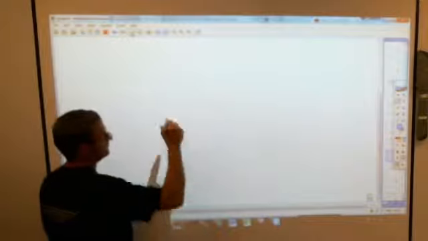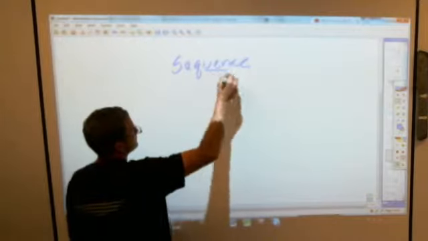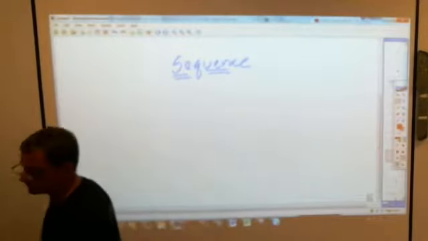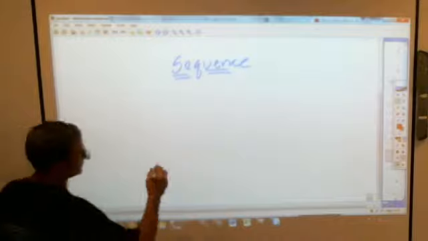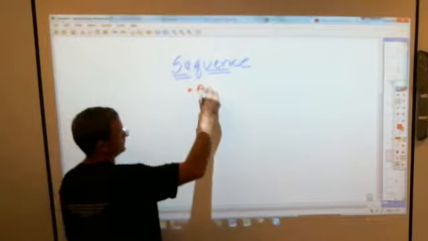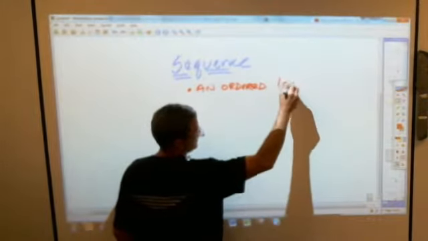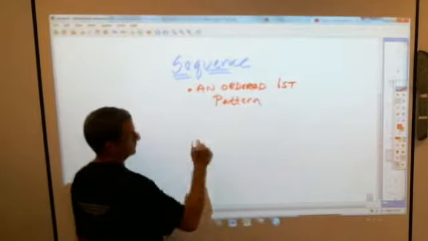Perfect. Top of this piece of paper, if you write the word sequence. Sequence was how we actually started out last year. Remember what the word we wrote for sequence? Nobody has last year's notes? It is an ordered list of numbers. An ordered list. Or a pattern.